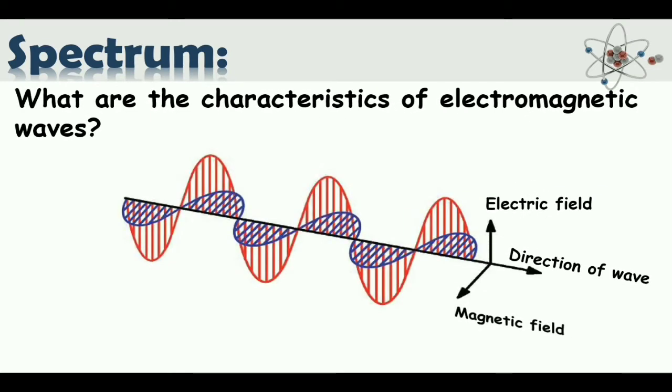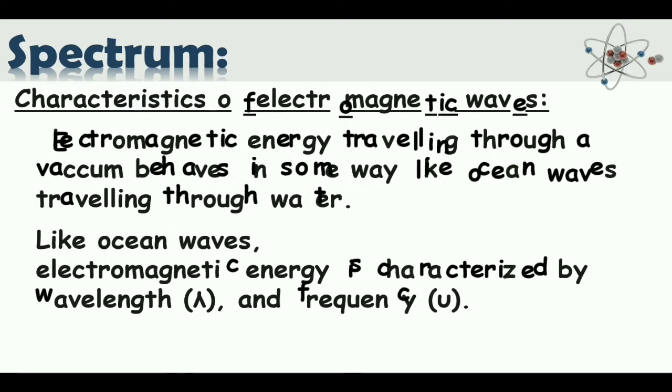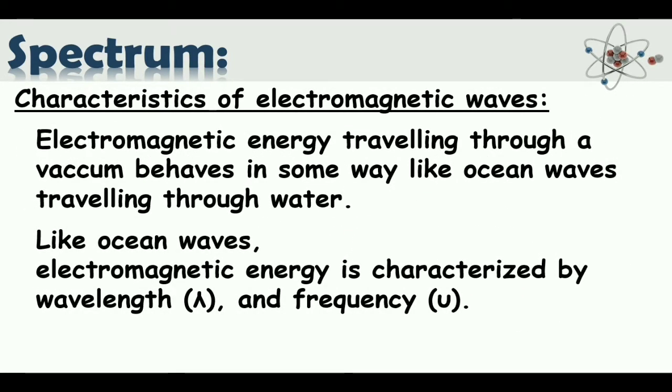Then what are the characteristics of electromagnetic waves? Coming to the characteristics, electromagnetic energy traveling through a vacuum behaves in some ways like ocean waves traveling through water. Like ocean waves, electromagnetic energy is characterized by wavelength lambda and frequency nu.